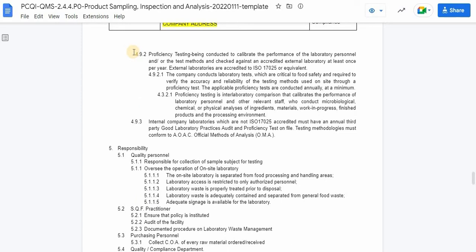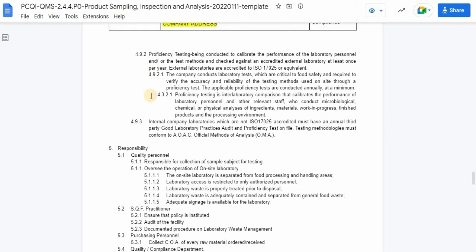Second is proficiency testing, being conducted to calibrate the performance of the laboratory personnel and/or the test methods, and checked against an accredited external laboratory at least once per year. External laboratories are accredited to ISO 17025 or equivalent. The company conducts laboratory tests which are critical to food safety and required to verify the accuracy and reliability of the testing methods used on site through a proficiency test. The applicable proficiency tests are conducted annually at a minimum.